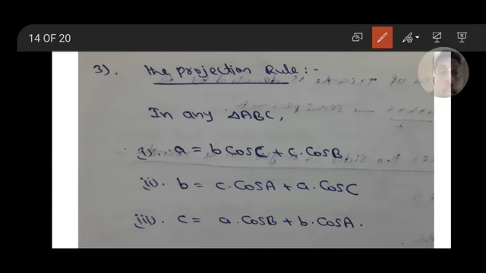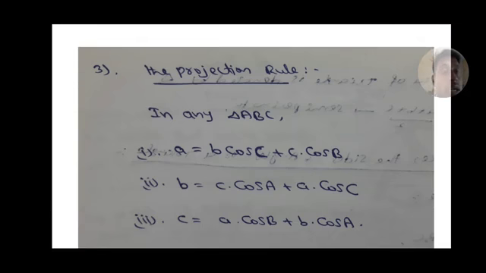These relations are called projection rules. Okay, a = b cos C + c cos B, b = c cos A + a cos C, c = a cos B + b cos A.